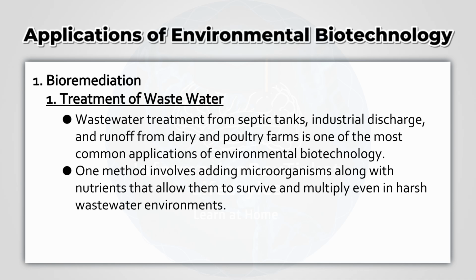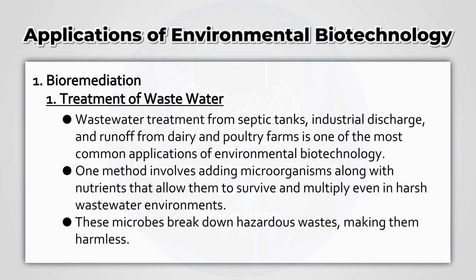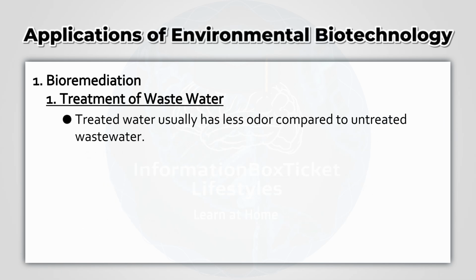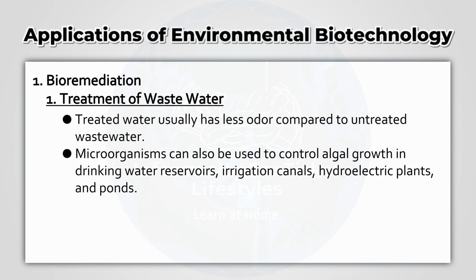One method involves adding microorganisms along with nutrients that allow them to survive and multiply even in harsh wastewater environments. These microbes break down hazardous wastes, making them harmless. Treated water usually has less odor compared to untreated wastewater. Microorganisms can also be used to control algal growth in drinking water reservoirs, irrigation canals, hydroelectric plants, and ponds.